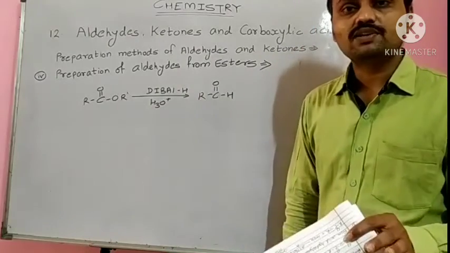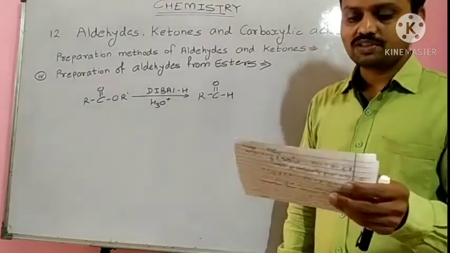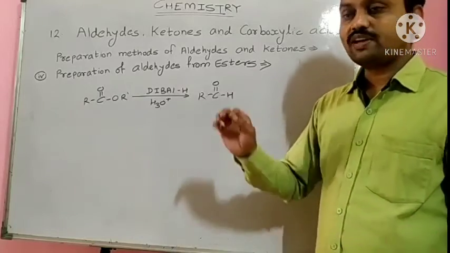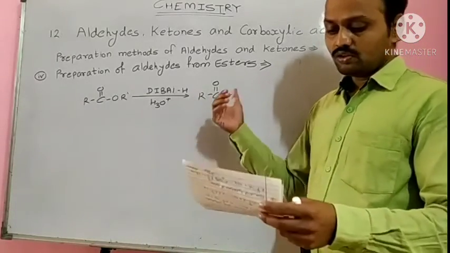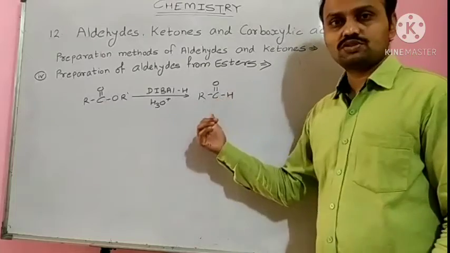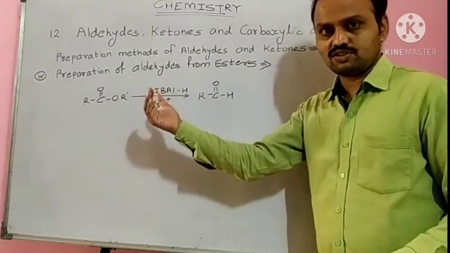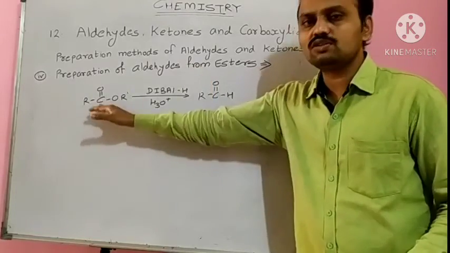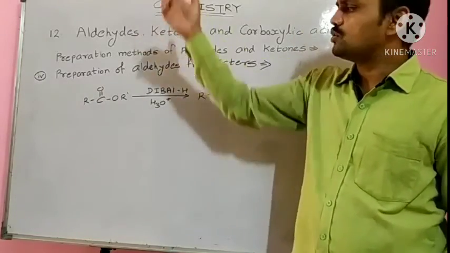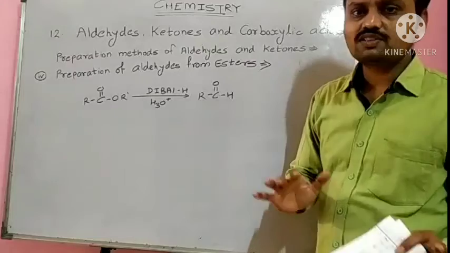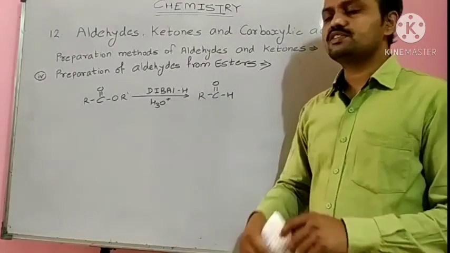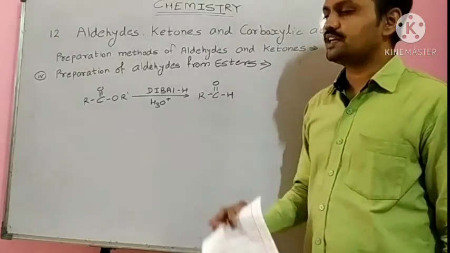And this temperature of 195 Kelvin is maintained to prevent further oxidation of the aldehyde produced. Whatever aldehyde is produced may get oxidized again to the reactant or to further unwanted products. To prevent this oxidation, this reaction is carried out at a temperature of 195 Kelvin.